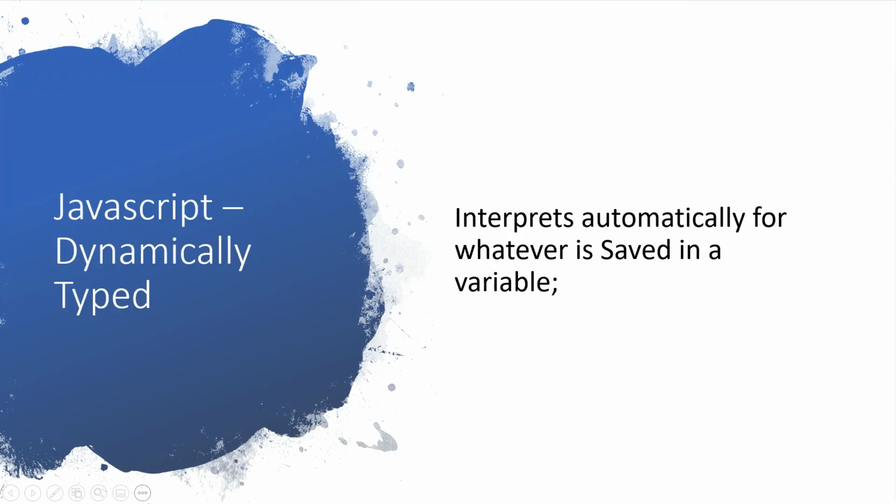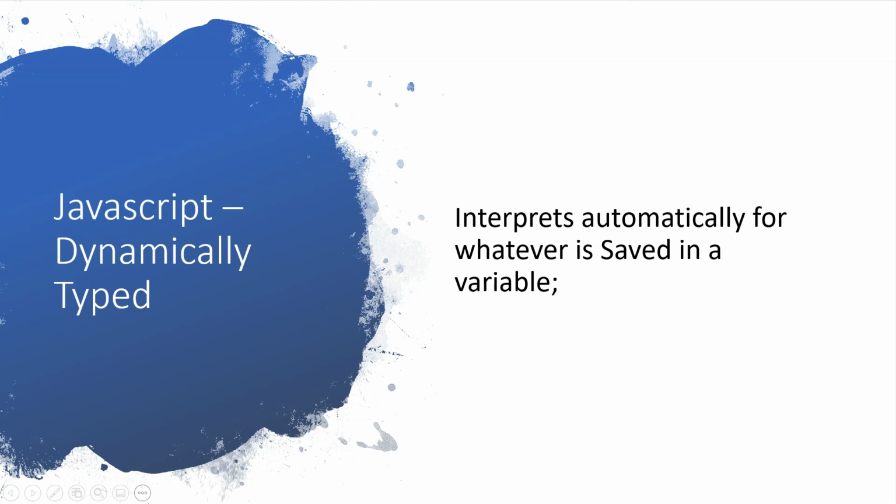The other thing I want you to understand is that JavaScript is dynamically typed. In the case of Java or .NET, it is all static typed. You mention the data type you are going to put into a variable, like int a equal to 10. Before itself, I'm telling the Java compiler that I'm going to save an integer value in a. But in JavaScript we don't tell that. It is automatically interpreted by JavaScript.